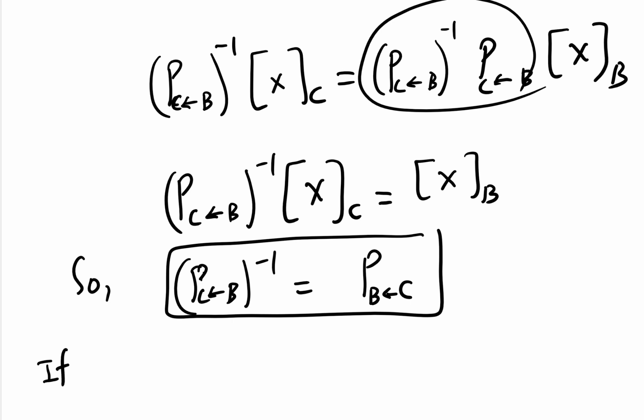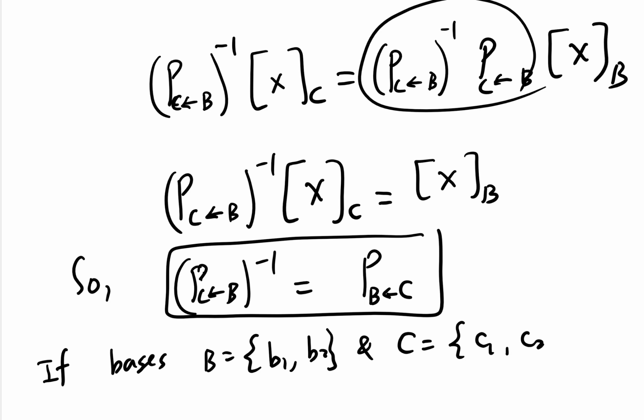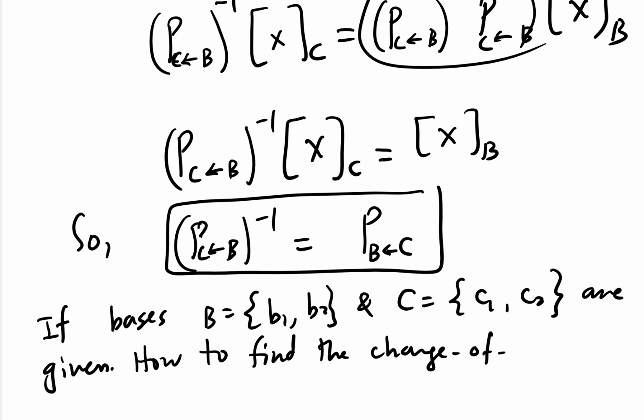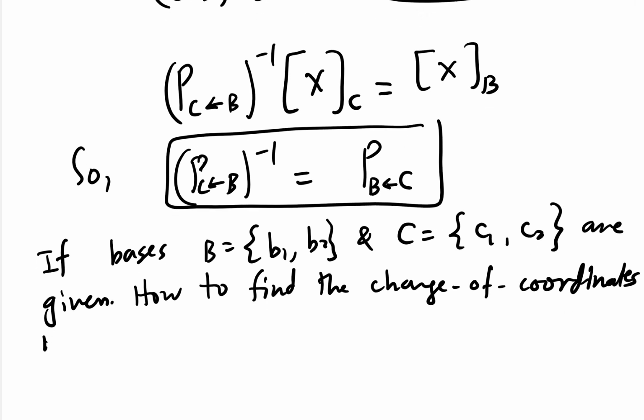Now, if bases B, again, call them B1, B2, and C, C1, C2, are given, the question we need to answer now is: how to find the change of coordinates matrix from B to C? If you can do it from B to C, we can easily go from C to B.